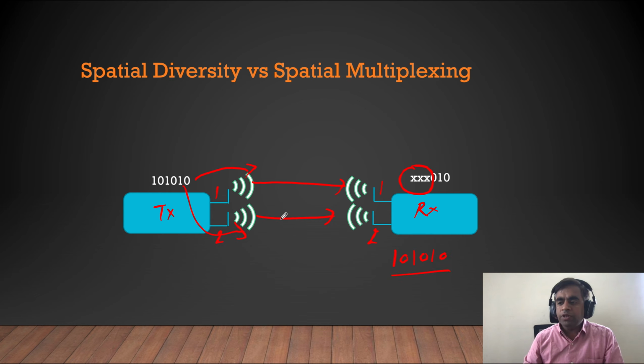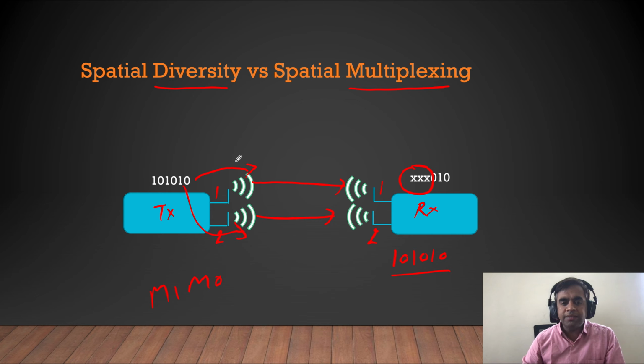And putting up these multiple antennas is called MIMO. Now let's take a look at two aspects. One of them is diversity, another one is multiplexing.